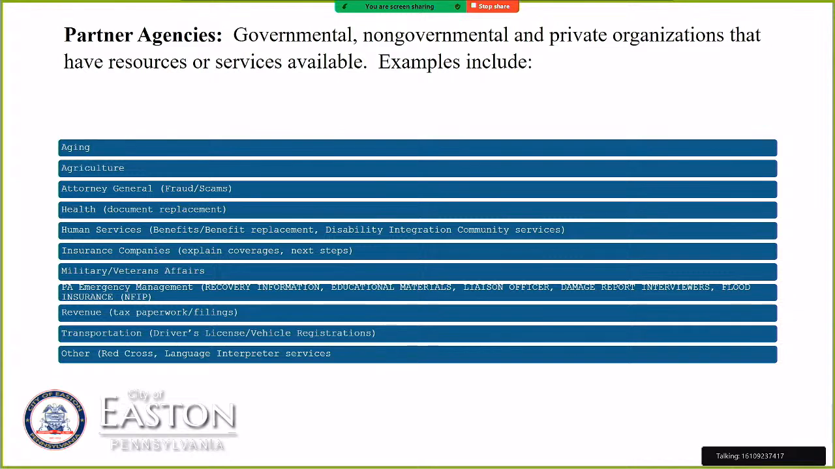And then we have PEMA that comes in with the recovery information, educational materials, a person that they can reach out to if there are issues. And that's especially true with the flooding issues we've had in the past. Revenue for taxes, transportation for driver's license or vehicle registrations. I know a lot of people lost their car keys as well. And then, of course, the Red Cross was there. They were an integral part of all of that.